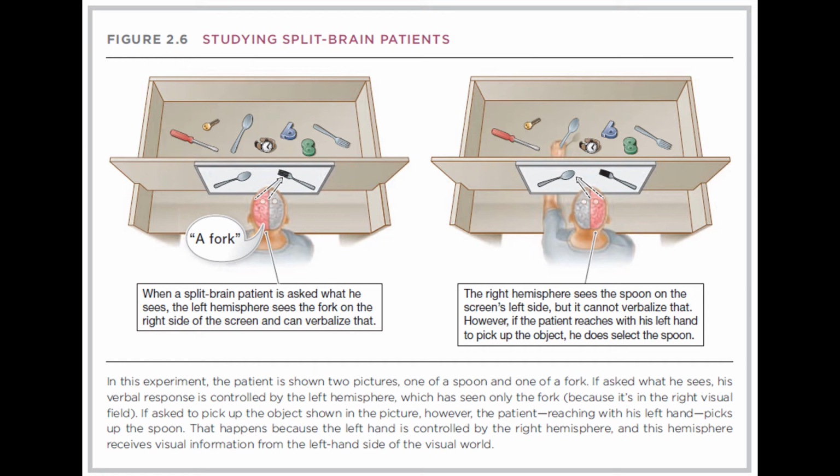Now, there is something very important to know here. Please notice how close this participant is sitting to the screen. They're sitting so close because this is the only way to ensure that these two different images are processed by either side of the brain only. If a split brain patient was sitting further away from this screen, you would not see this effect because both items would be included in both portions of the visual field.